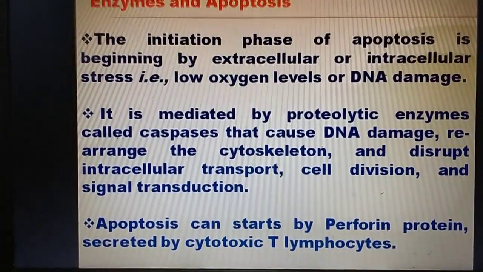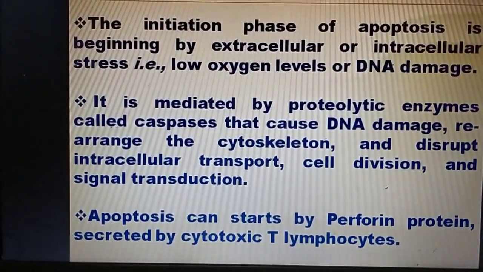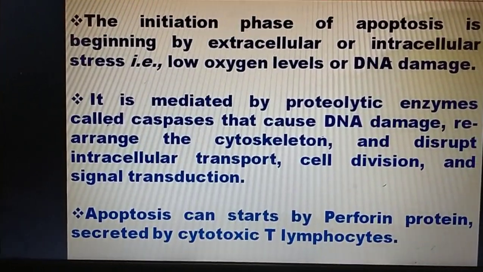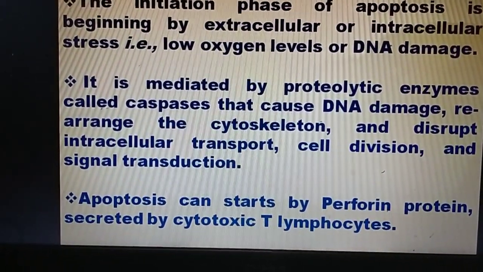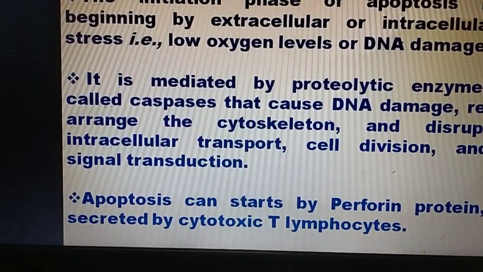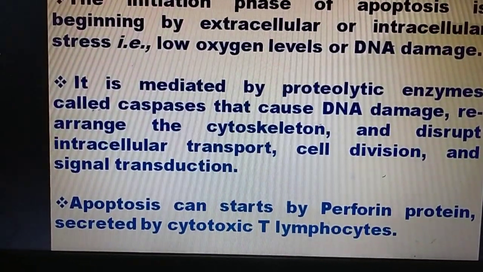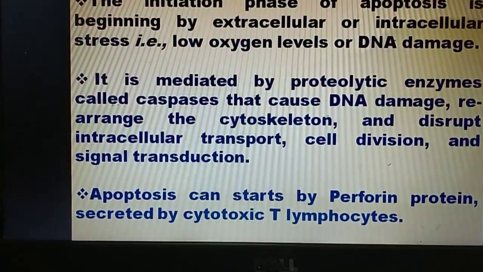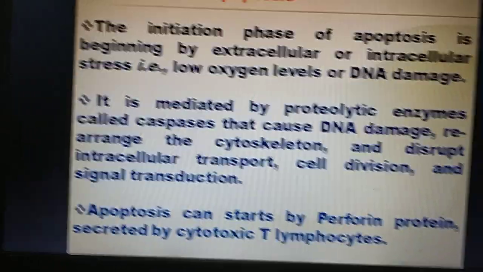Enzymes and apoptosis. The initiation phase of apoptosis begins with extracellular or intracellular stress, such as low oxygen levels or DNA damage. It is mediated by proteolytic enzymes called caspases that cause DNA damage, rearrange the cytoskeleton, and disrupt intracellular transport, cell division, and signal transduction. Apoptosis can start by perforin protein secreted by cytotoxic T cells. It is an immune cell.